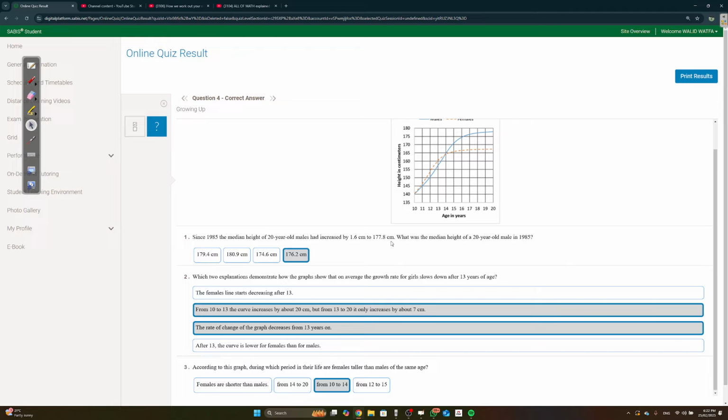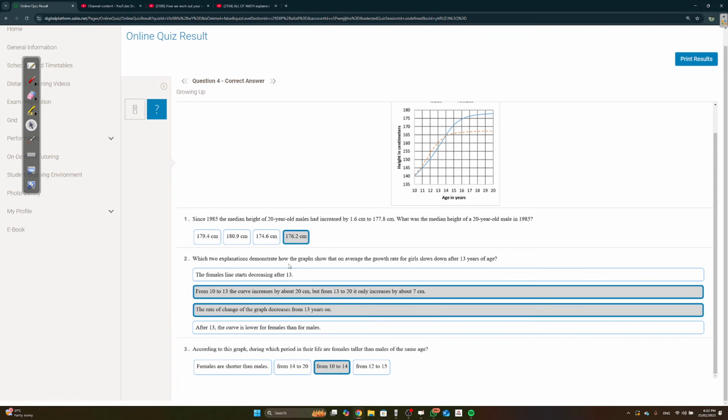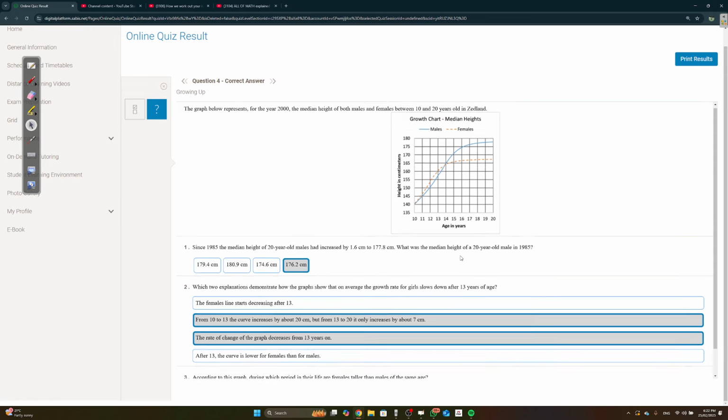Okay, 177.8 minus 1.6, you're going to get 176.2. Which two explanations demonstrate how the graphs show that on average the growth rate slows down after 13 years?